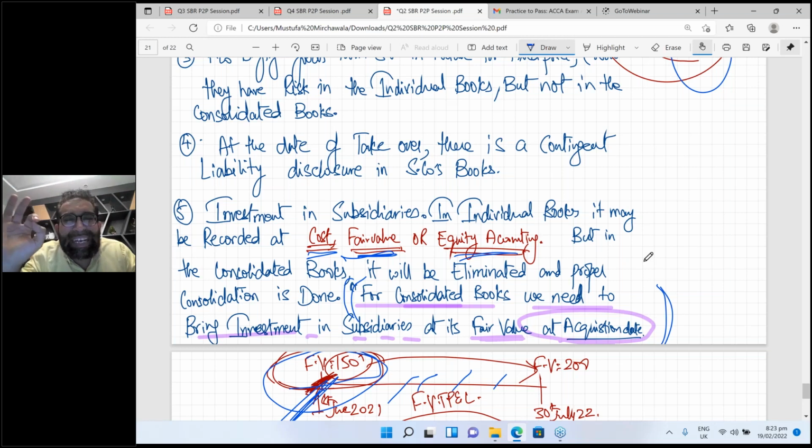So in the individual books, you will be making only a disclosure for the subsidiary, and this will be given to you ready made. But for the purpose of consolidation, IFRS 3 says that if there is any contingent liability in the books of S company at the date of takeover, you need to recognize it in the consolidated books, and this transaction will be treated as a fair value adjustment liability.